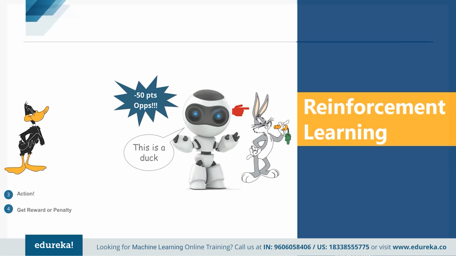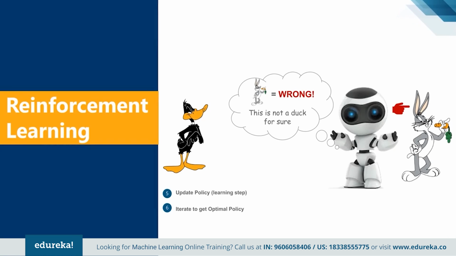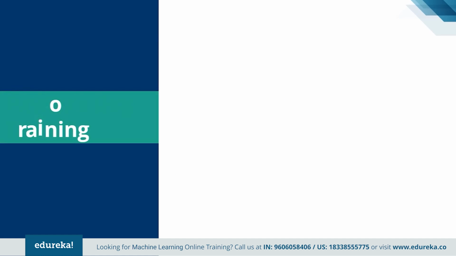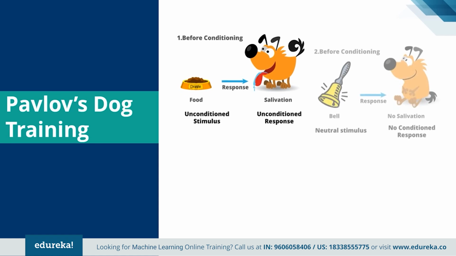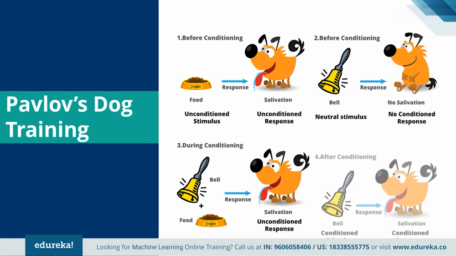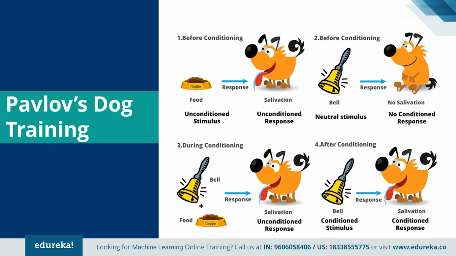Now after it gets the penalty point, the machine realizes that the path it followed or the decision it made was completely wrong. Thereby it updates its policy accordingly, and after many iterations, its policy gets optimized where the machine gives all the results correctly. Now let's see an example of how Pavlov trained his dog using reinforcement training. This should make things easier for you to understand.